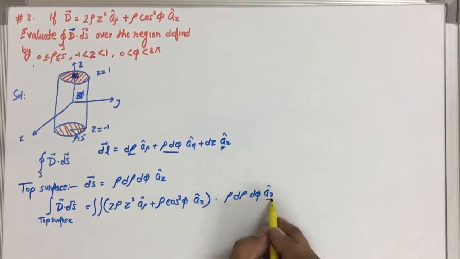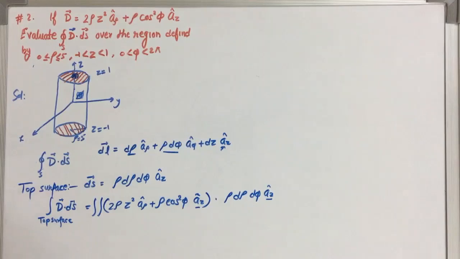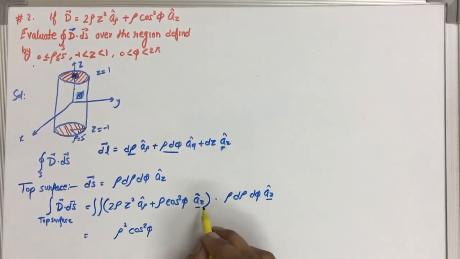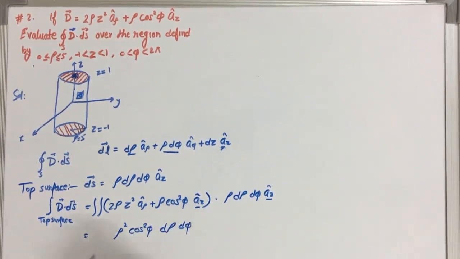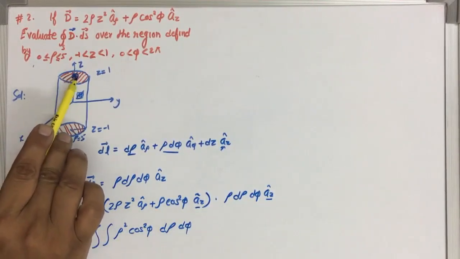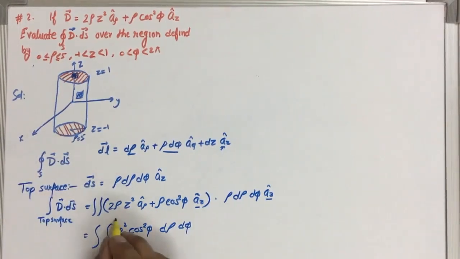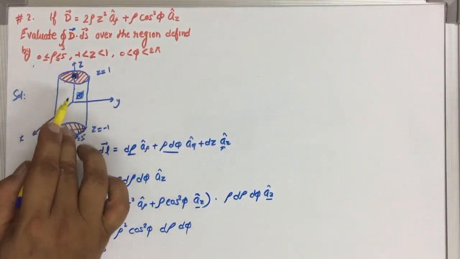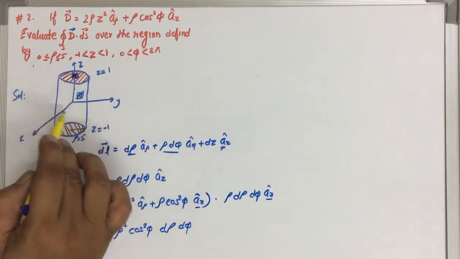Az multiplied with Az will give you 1, and the dot product of the other terms will give you 0. So rho square cos square phi, Az dot Az will give you 1, d rho d phi. What is the variation in rho and phi? Rho can vary from 0 to 5 and phi can vary from 0 to 2 pi.